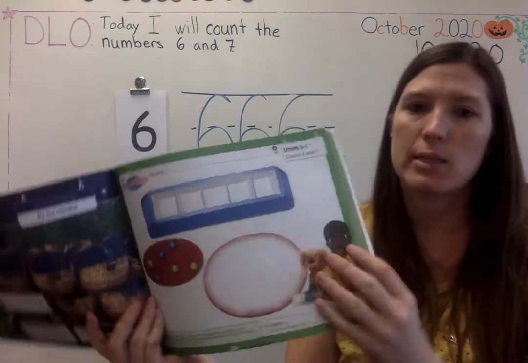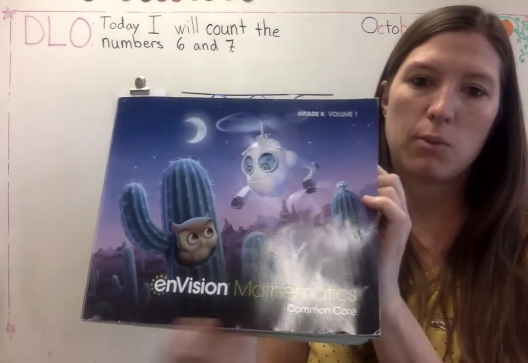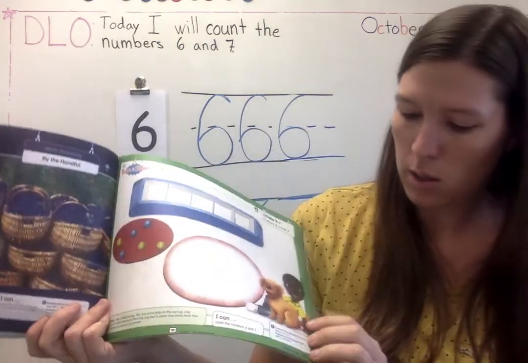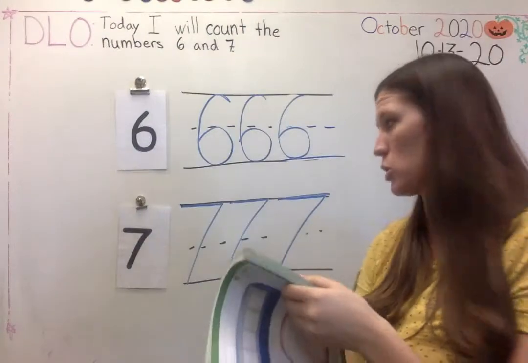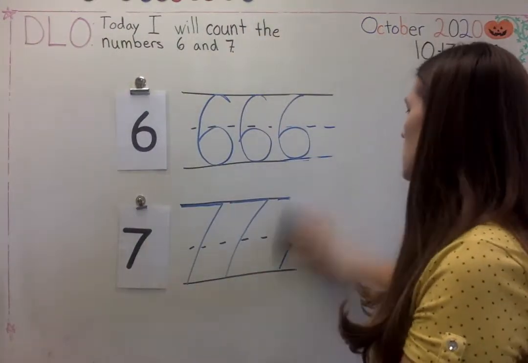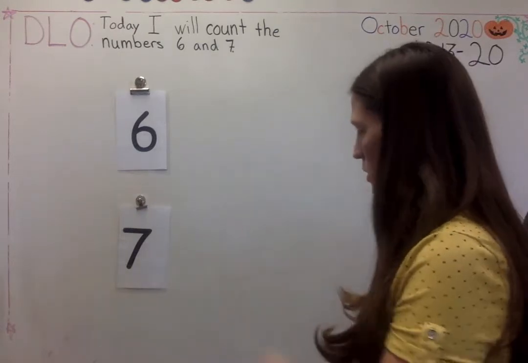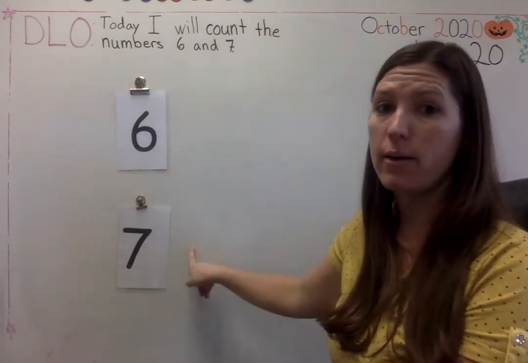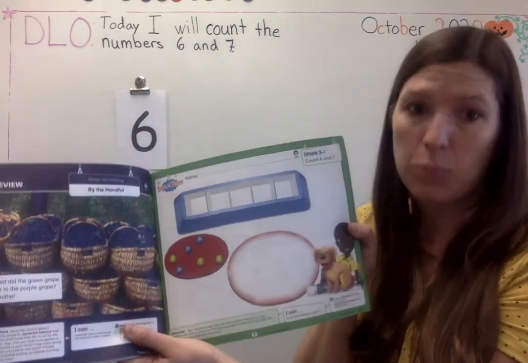So today's lesson is 3.1 in our Journeys in Visions Math book, Volume 1, page 93. That's where we'll start. So let me erase. We're going to focus on these numbers today, 6 and 7. Let's do this very first example together.